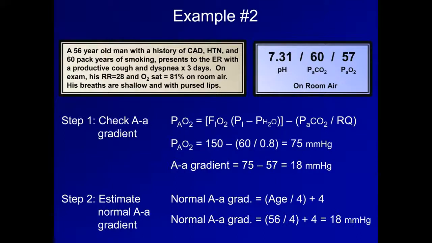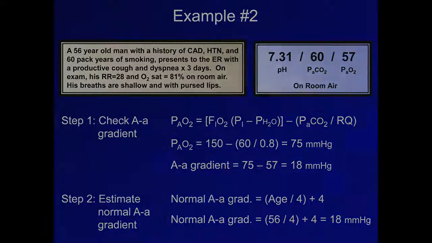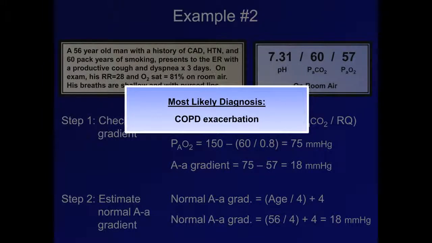Since his gradient is normal, we know that pneumonia is not the predominant etiology of his illness. In considering his particular case, a heavy smoker who presents with cough and dyspnea, who is found to have hypoventilation with a normal AA gradient, the most likely explanation is a COPD exacerbation.